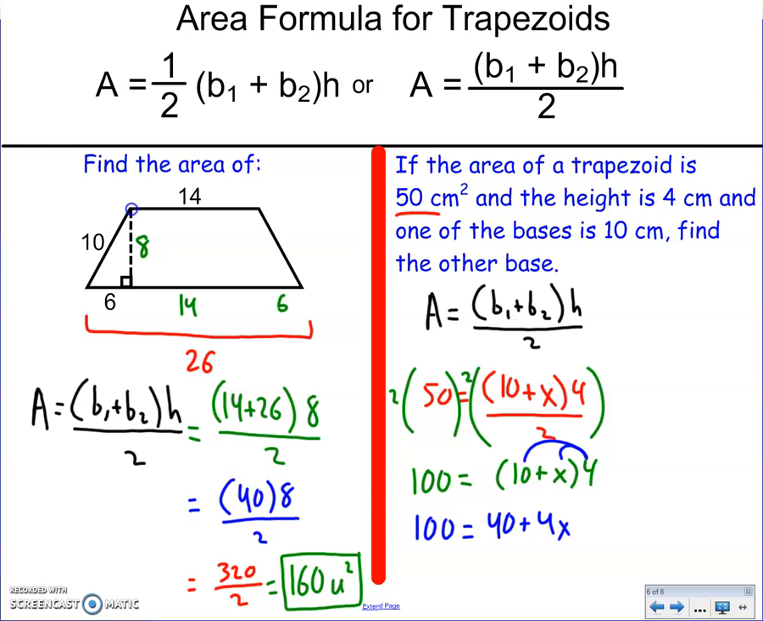I'm going to subtract 40 from both sides, get 60 equals 4x. Divide by 4 to get 15 equals x. So base 2 equals 15 units, centimeters.